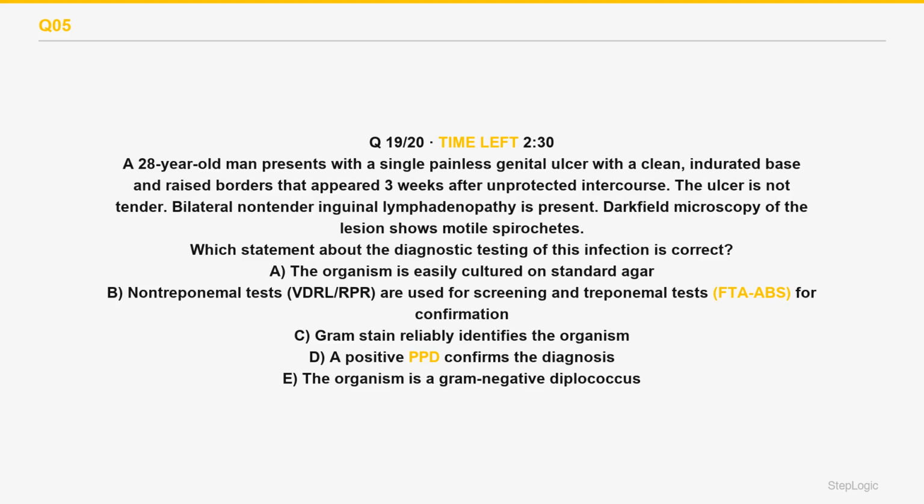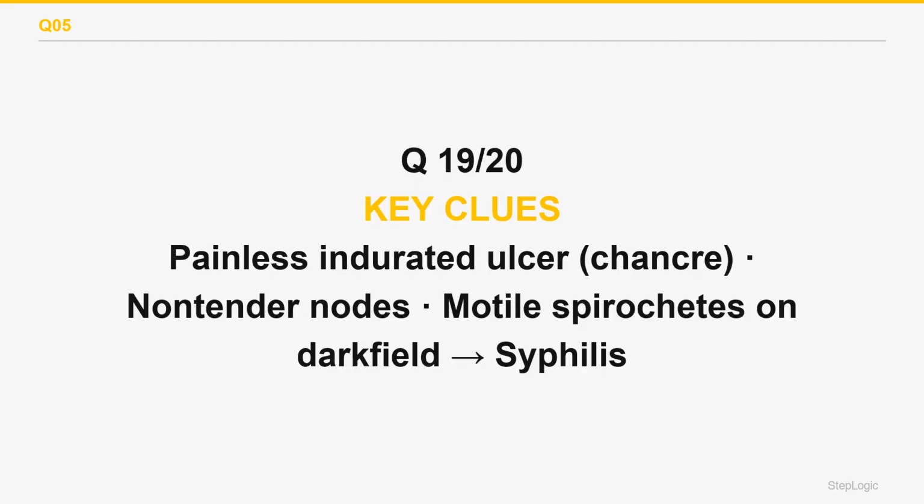Read the command. Which testing statement is correct? Painless indurated genital ulcer, chancre, non-tender lymphadenopathy, motile spirochetes on dark field: primary syphilis, Treponema pallidum. The painless chancre with an indurated clean base, appearing weeks after exposure, is primary syphilis caused by Treponema pallidum. Treponema cannot be grown on standard culture media and is too thin to see on Gram stain. It is visualized by dark field microscopy or detected serologically.